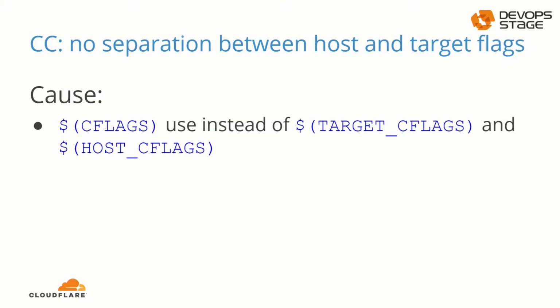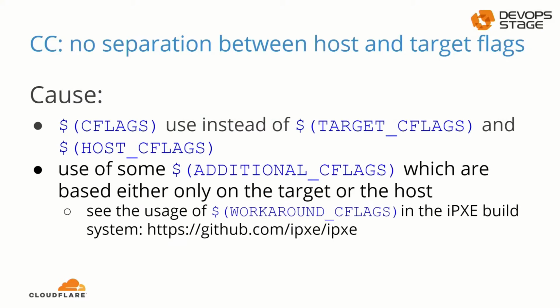This is a typical setup if, for example, you're building a bootloader for Linux like grub and iPXE. The cause is that the build system uses generic C flags for building instead of target C flags and host C flags. So if your build contains both code for the target architecture and the host architecture, you should separate the flags into different variables.